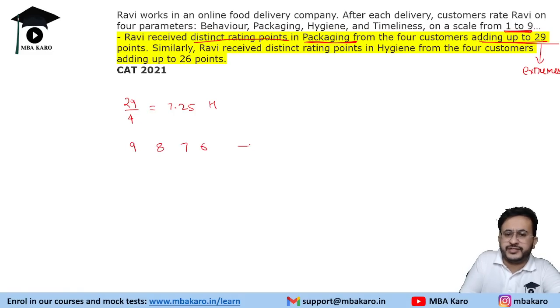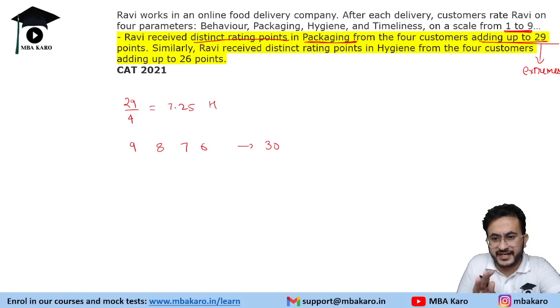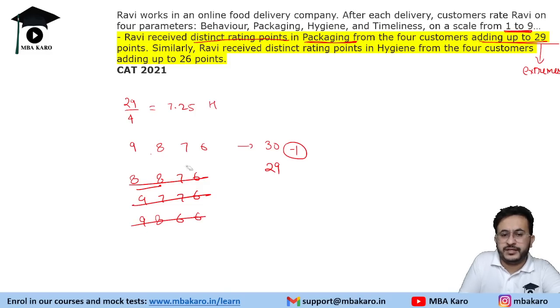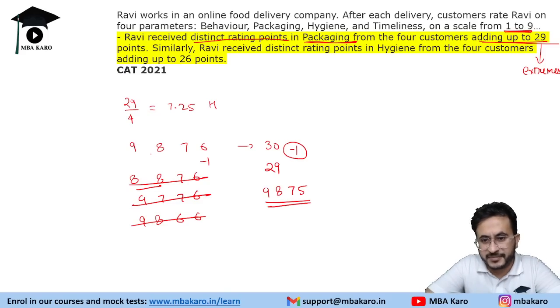9, 8, 7, 6. That adds to 30. But he is getting 29. Now to figure out this 29, we have to subtract 1 from this. If I subtract 1 from it, we will get 8876, which is not possible because 8 is repeating. Similarly, 9776 is also not possible. 9866 is also not possible. If I subtract 1 from the last one, I will get 9875. So this was the distinct rating that the person can get.